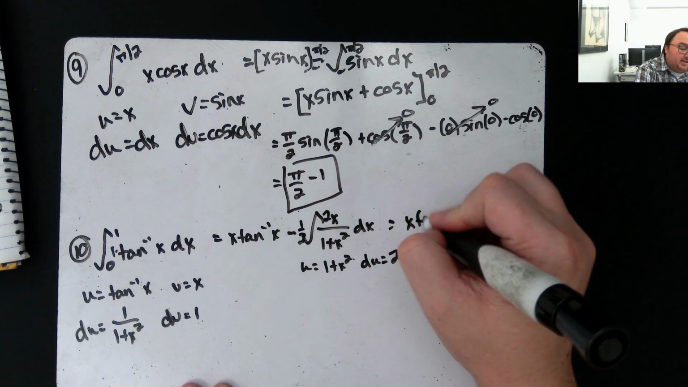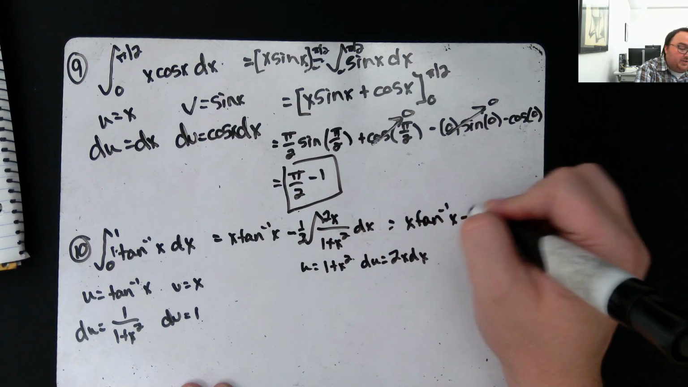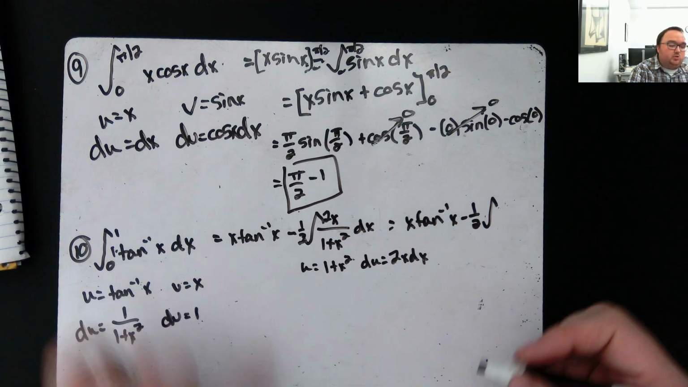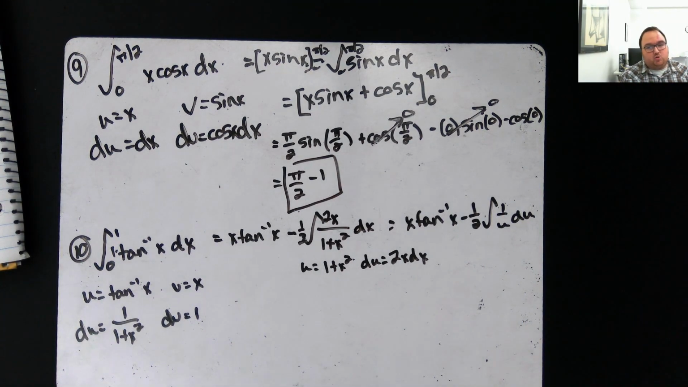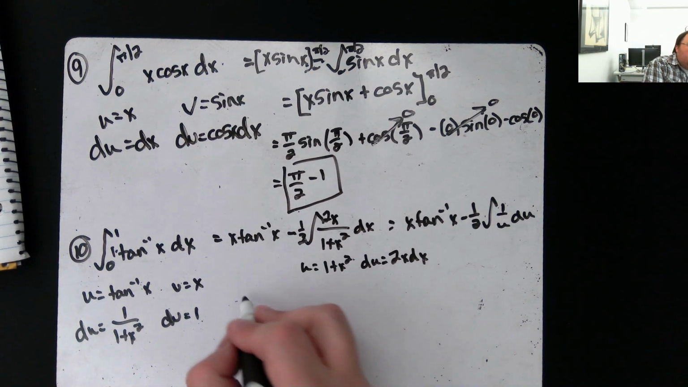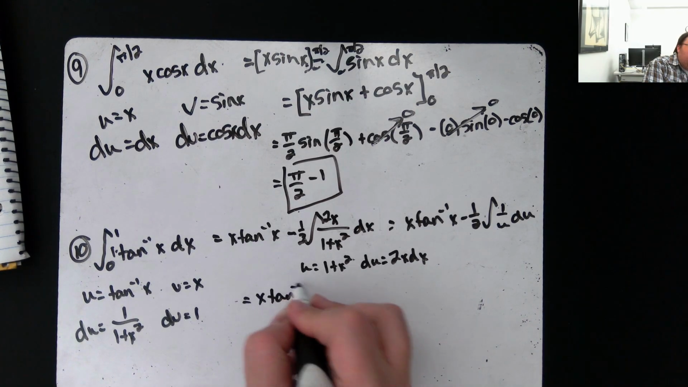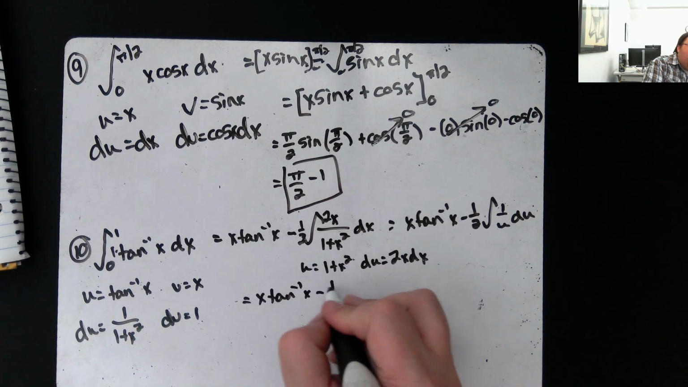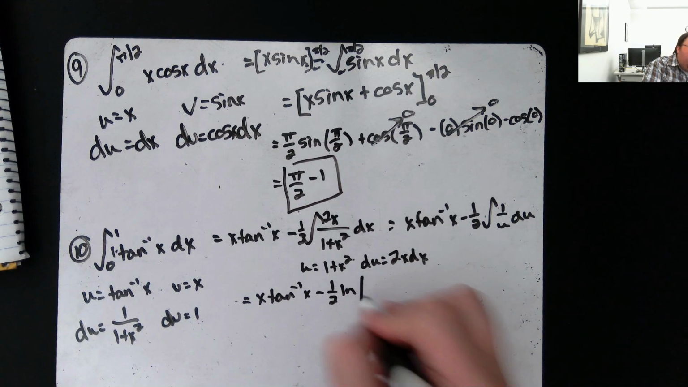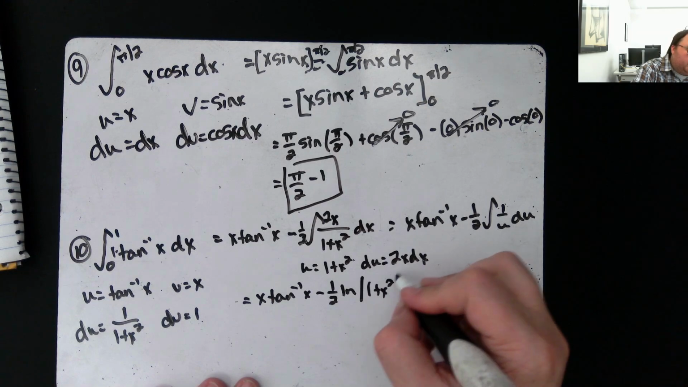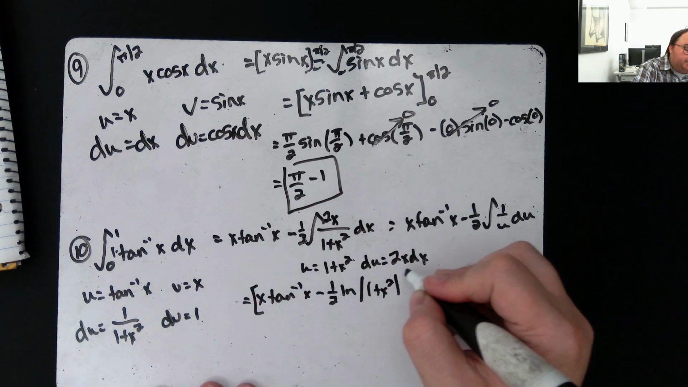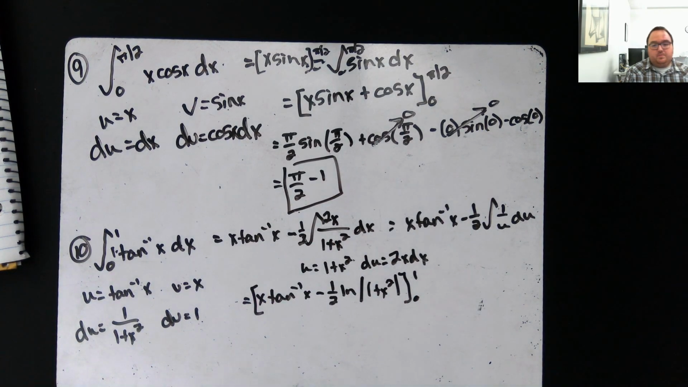That's x inverse tangent of x minus 1/2 integral. This would just become 1 over u du, which I know is going to be the natural log of the absolute value of u. So x inverse tangent of x minus 1/2 natural log absolute value of u, and we already said u was 1 plus x squared. And I'm doing that from 0 to 1.